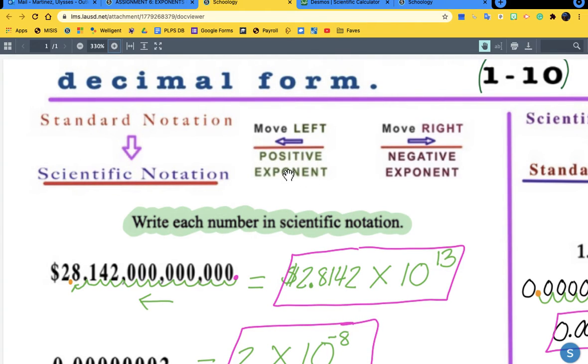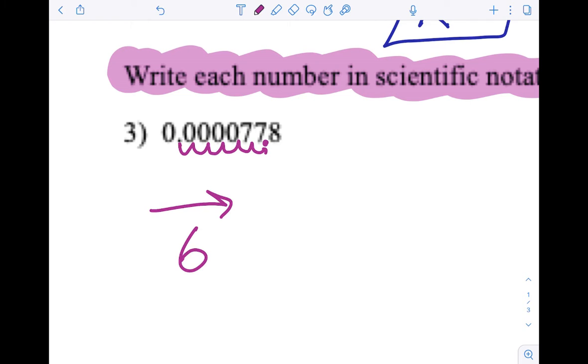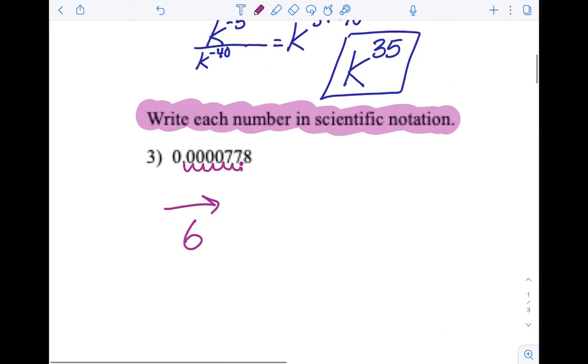So I need to move my decimal to be between the first two numbers. So I want my decimal to be right there. So I got to go from here to there. Well, how much do I move? 1, 2, 3, 4, 5, 6. So I moved to the right 6 times. Oh my gosh, you guys couldn't see that. There you are. I moved to the right 6 times.